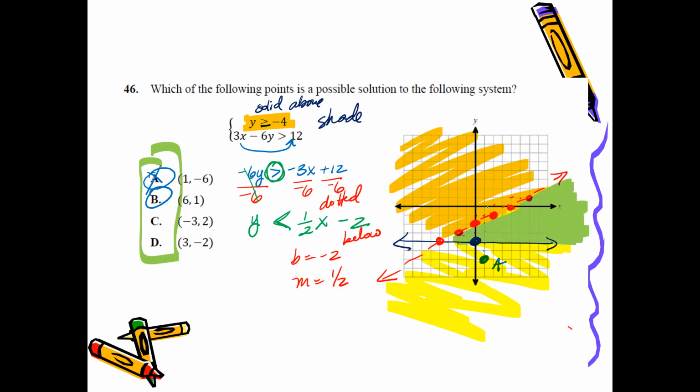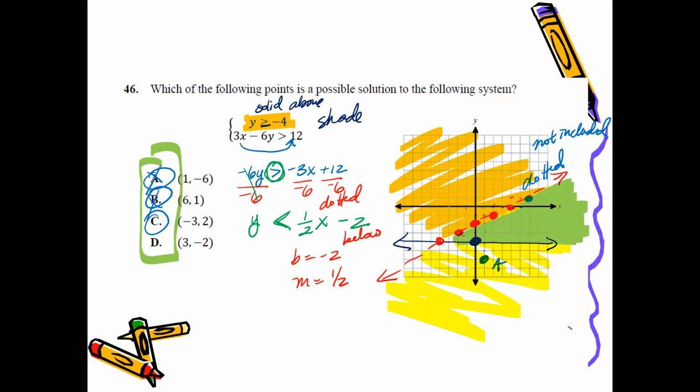Well, with B, it's 6, 1. So 1, 2, 3, 4, 5, 6, 1. Uh-oh. It's right on that line. But because this is a dotted line, it means it's not included if it's on the dotted line. If it's on the solid line, then it's included. So nope, not B. Let's try C.